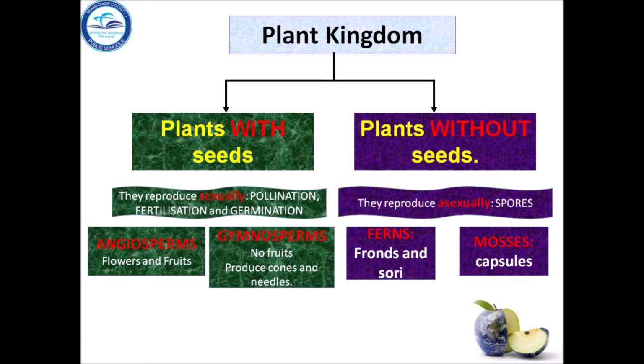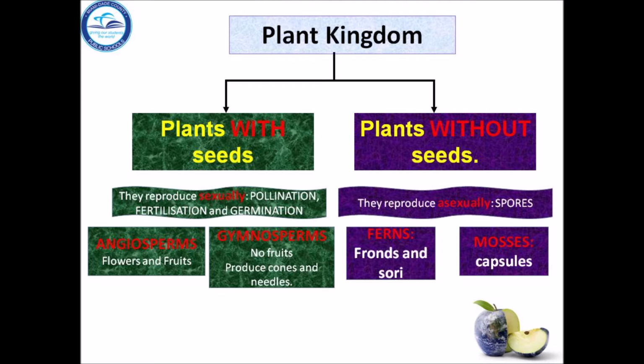There are two big groups of plants. We have plants with seeds and plants without seeds. The main difference between them is that they reproduce in a different way. Plants with seeds reproduce sexually. That means that we have a female cell and a male cell that join together to form a new cell. In this case, the seed. They produce seeds.